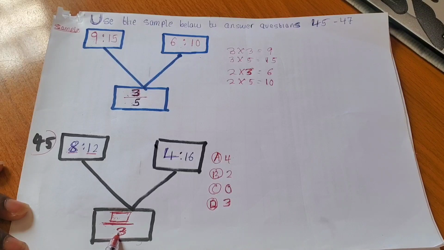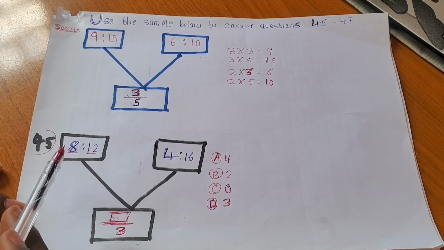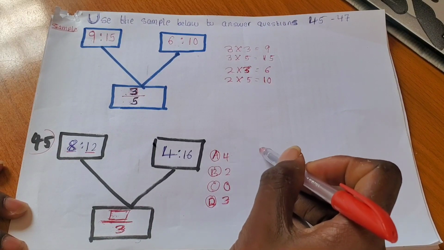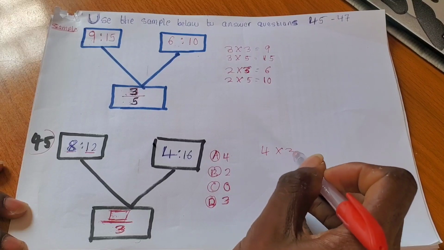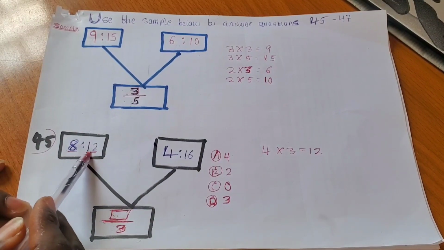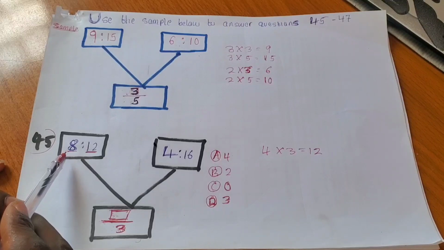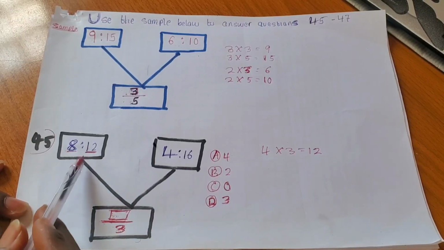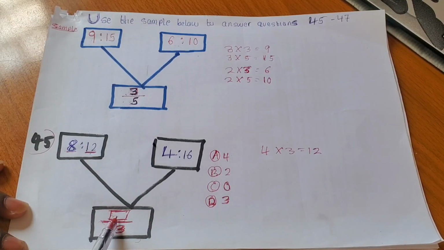So what can we multiply by 3 to give us 12? That is 3 times 4. So I'm going to have 4 times 3 will give us 12. This 12 that you see here is here. Now, since I know that it is 4 that I multiply by 3 to give me 12, that means that it is 4 that I'm going to multiply what is going to be inside this box by, to give me 8.